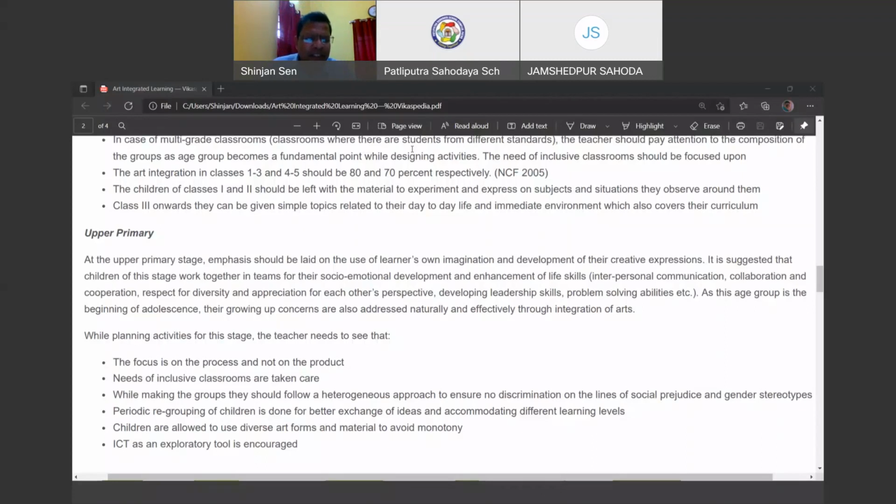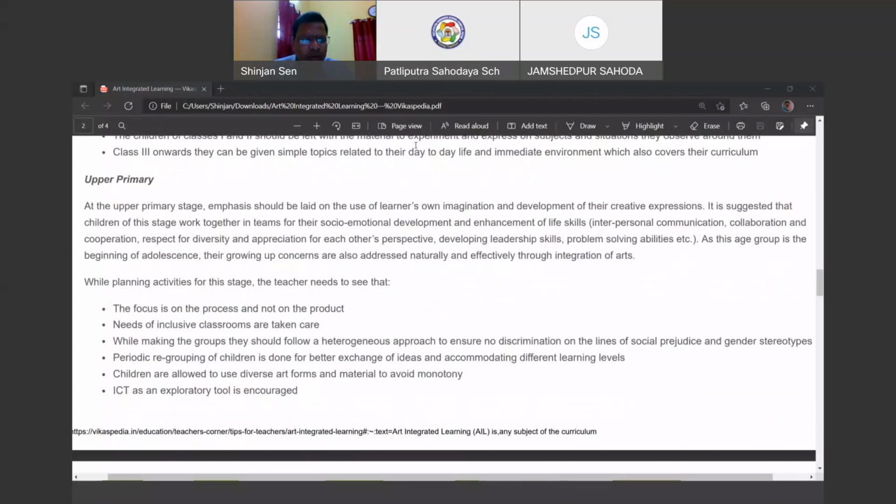While planning activities for this stage, the teacher needs to see that the focus is again on process, not on product. That is very common. Needs of inclusive classrooms are taken care of, right? Because by that time the children are becoming much more emotionally developed.